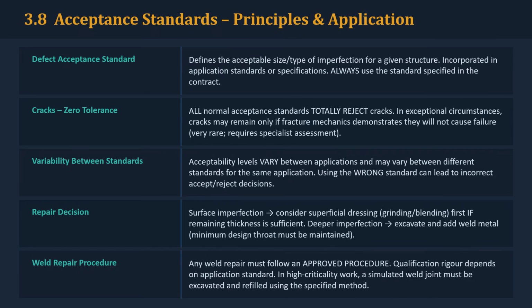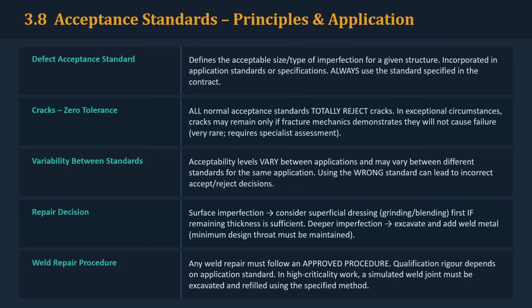If a surface imperfection can be removed through controlled grinding or blending without reducing the remaining thickness below the required minimum, superficial dressing may be sufficient. If the imperfection is too deep, it may need to be excavated and repaired by welding. Any weld repair must follow an approved procedure. The repaired area must then receive the inspection required by the applicable specification.